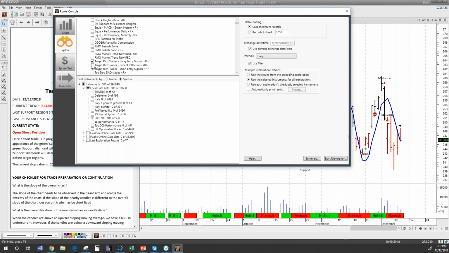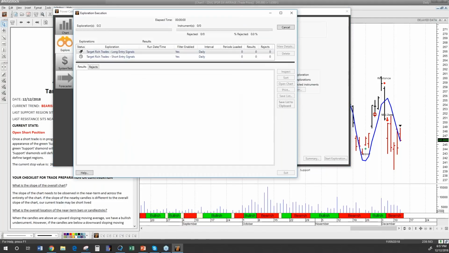We could run them both. I'll just run them both. So I'm going to go ahead and run that against the S&P 500, see what comes up in terms of recent long entries or short entries. So we'll go ahead and let that run. You'll notice that it's chunking through the data. I am doing a local exploration with data that I've already downloaded and stored on my hard drive because it runs a little bit faster when you're broadcasting audio, but you can run this on online data as well.